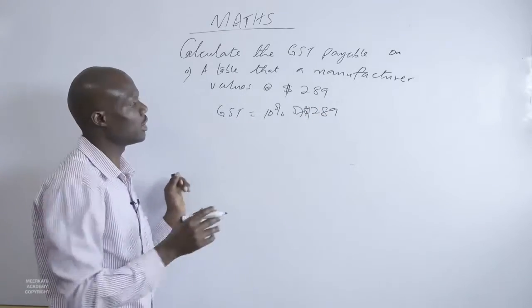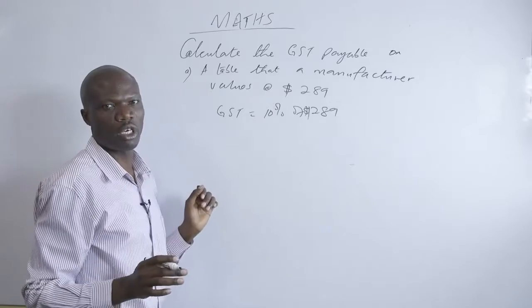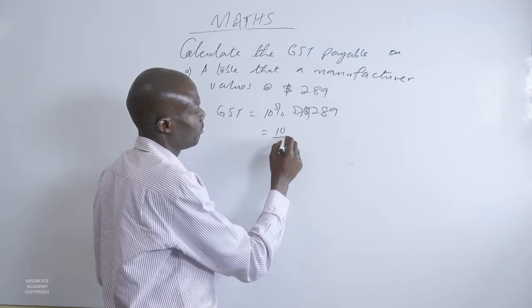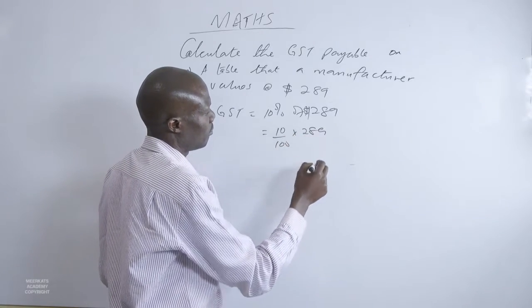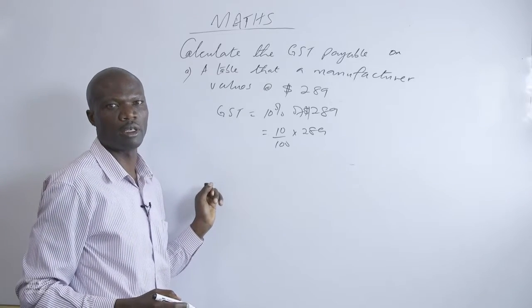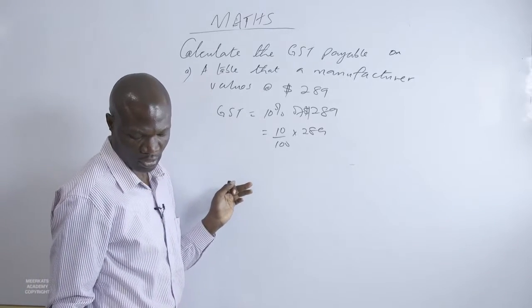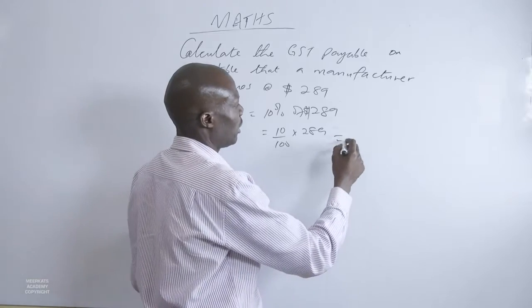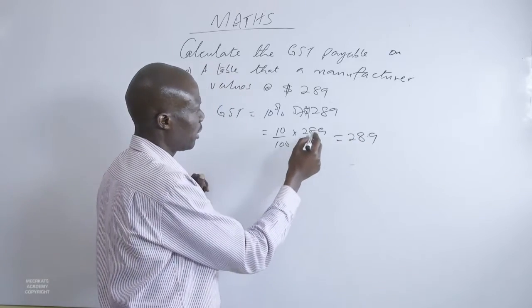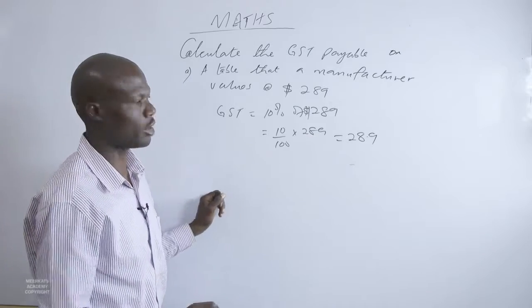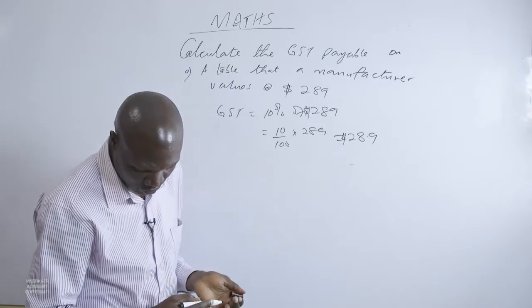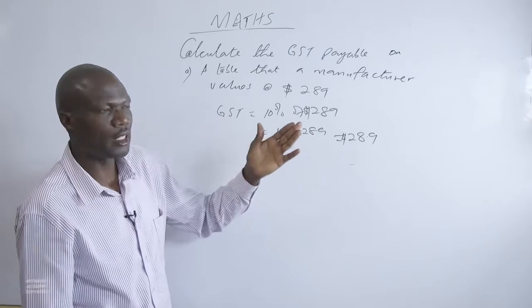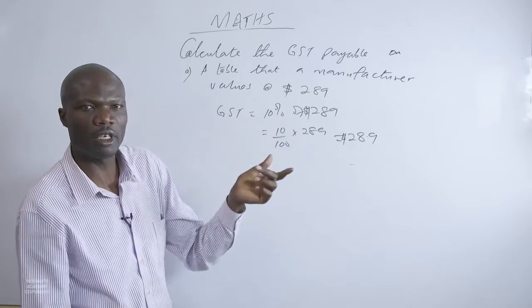So GST is 10% of $289. To find it, we convert, and this one will give us $28.9. So this is a calculation of GST.